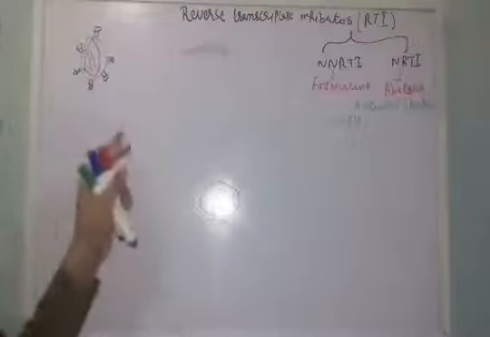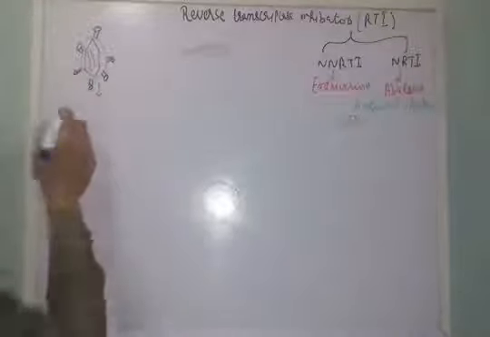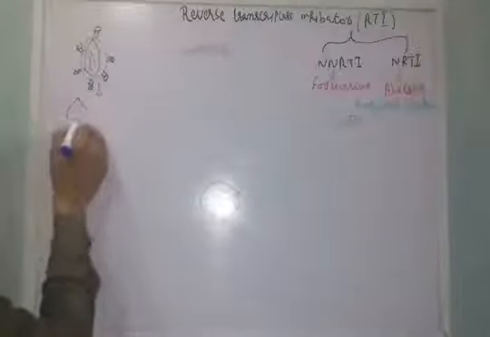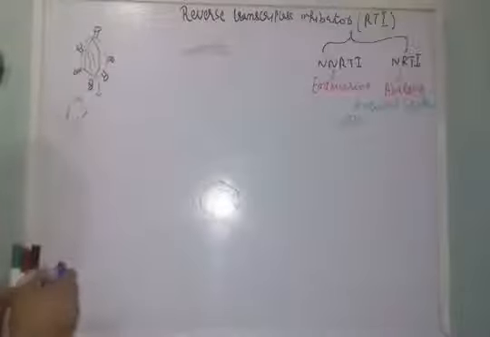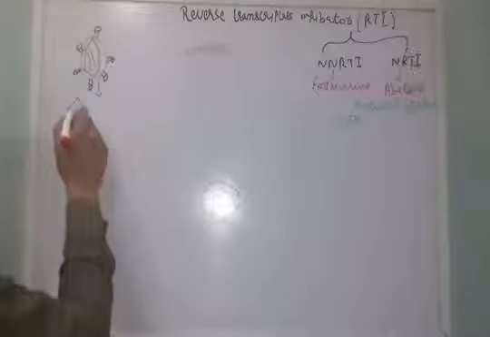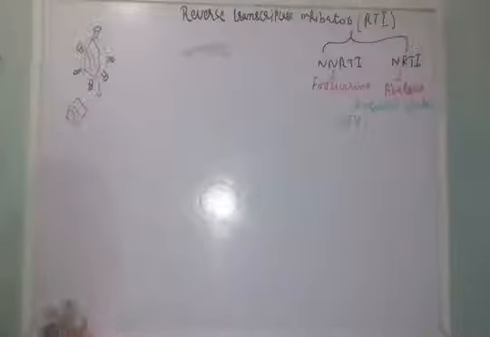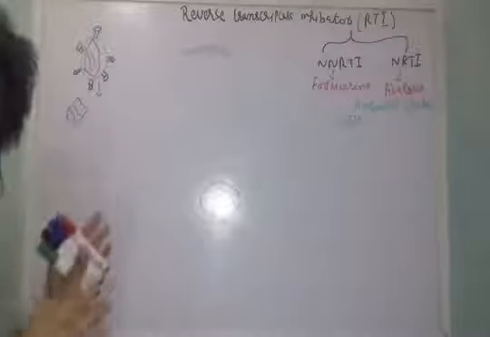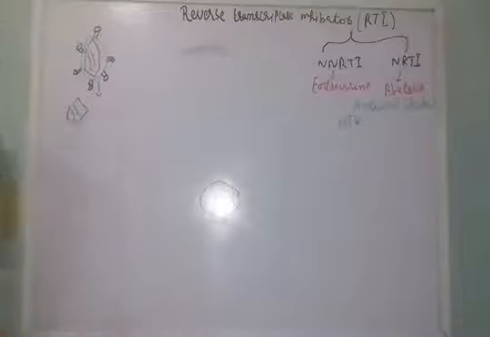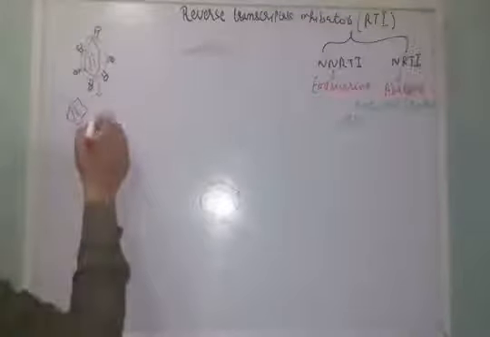Now let's suppose this virus gets internalized inside the host cell. Once internalized, they release the capsid area, and this capsid area will start degrading, although it contains the RNA and the reverse transcriptase enzyme also. So this protein-coated area will start degrading, or we can say this protein will be uncoated. Once the protein is uncoated, they will release the RNA.